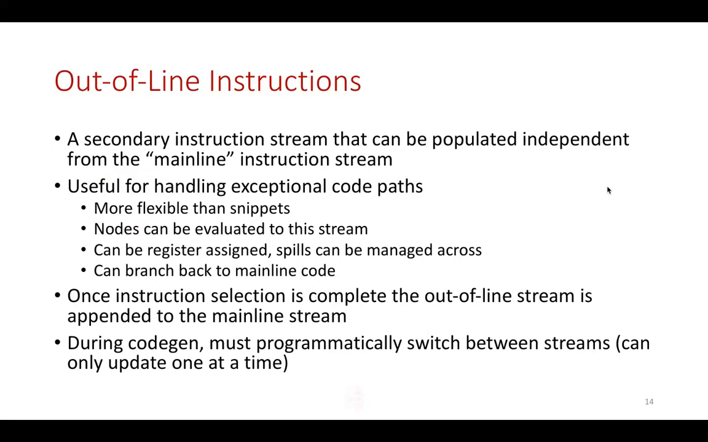Basically the way they work is that once instruction selection is done, this secondary instruction stream is just appended to the mainline one, and then everything gets assigned together, the encoding all occurs together, and everything just works. The one little gotcha with this is that determining where you're going to be evaluating your instructions, you have to do programmatically, right? So you do this in CodeGen, and you have to say switch the instruction stream to either the mainline one or the out-of-line one. So you have to control where things are going. Not a big deal.